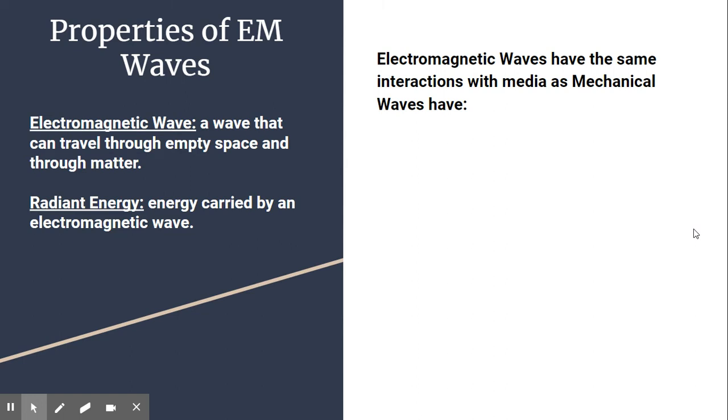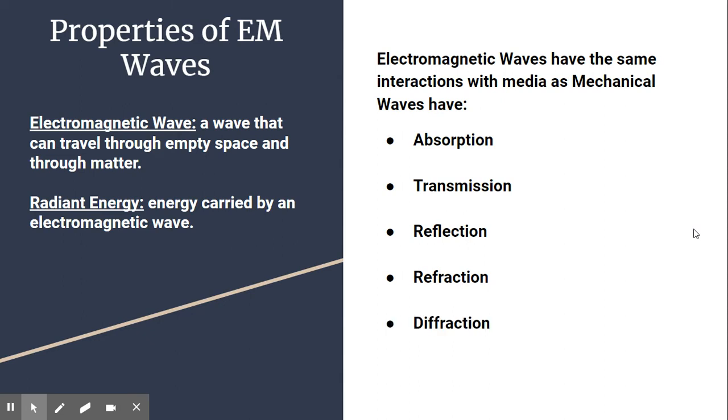Electromagnetic waves interact with different media in the same way that mechanical waves do. Electromagnetic waves can be absorbed by a medium. If you think back to our investigations with the laser pointers, there were some materials that the laser pointer did not travel through. It was absorbed. There were other materials that the electromagnetic wave, that light wave, was able to pass straight through, or it was transmitted. They also could be reflected, refracted, diffracted, and scattered. We saw all of these things as we were investigating these interactions of waves as we looked at both white light and laser light.